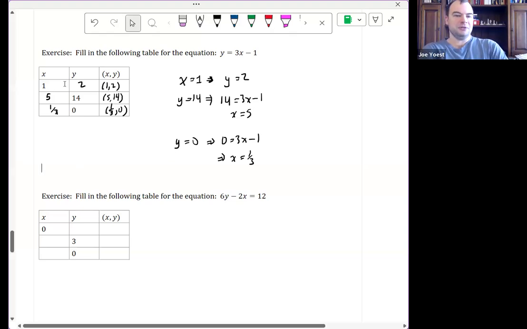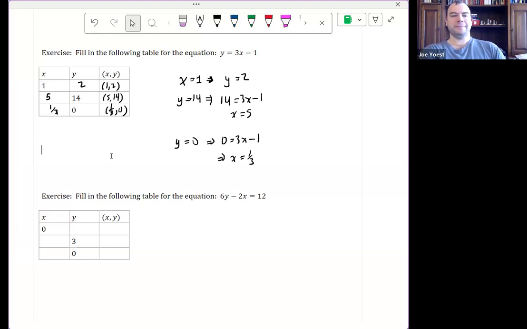But we see for the first example, when x equals 1, y is going to be 3 minus 1, or 2, giving us the ordered pair 1 comma 2. When y is 14, that means that 14 equals 3x minus 1. So x must be 5. We add 1 to both sides, 3x equals 15, divide by 3. When y is 0, we get 0 equals 3x minus 1. Add 1 to both sides, divide by 3. We actually get 1/3 comma 0.